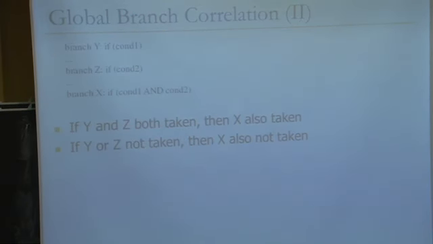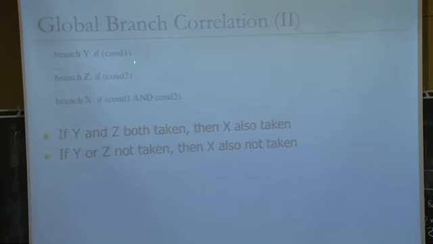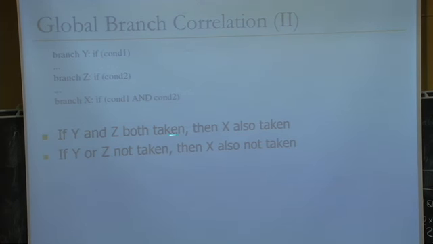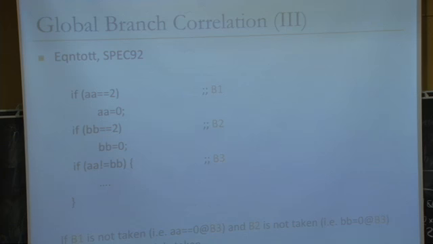Well, there are other things, more complicated. If condition 1 do something, if condition 2 do something, and if both conditions are true, do something else. Now you know information again here. If y and z are both taken, then x is also taken. If y and z are not taken, then x is also not taken. And there are programs. This is one of the famous programs.